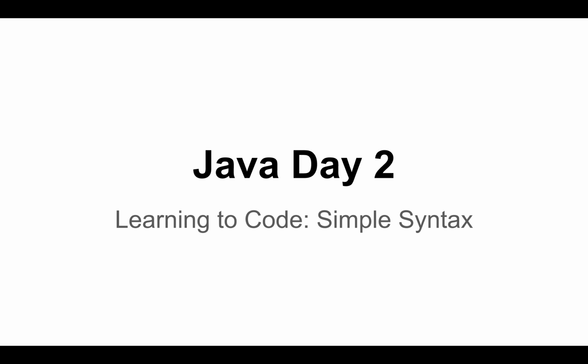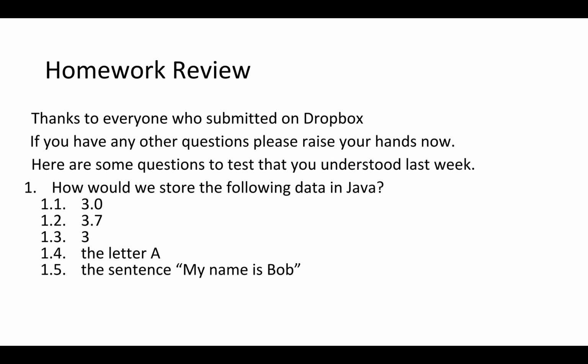So, let's get started. First, we want to start with a bit of homework review. Here's a little quiz to test your knowledge of what we learned last week. So how would we store the following data in Java? 3.0, 3.7, 3, the letter A, or the sentence, my name is Bob. Once you have all the answers, just write them down or type them somewhere and call us over and we'll check if they're correct. And in like 2 minutes, we'll review it.